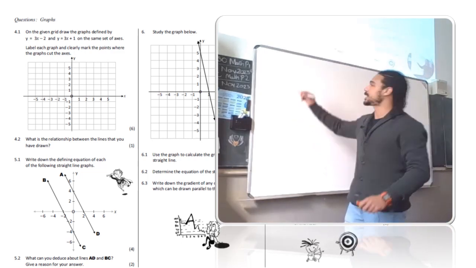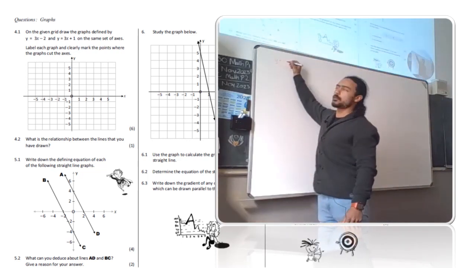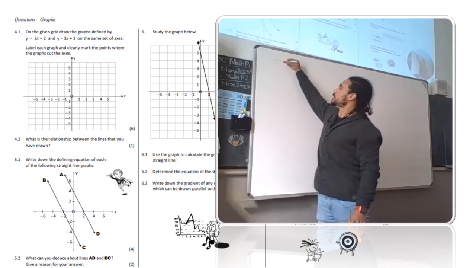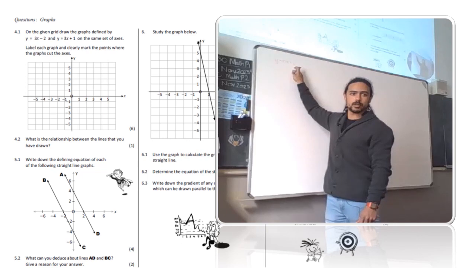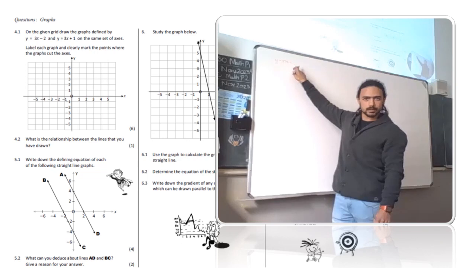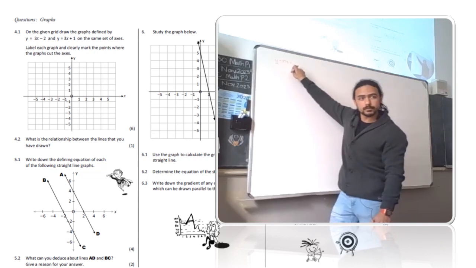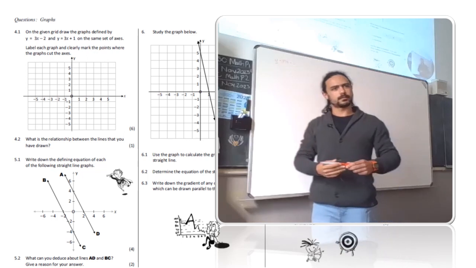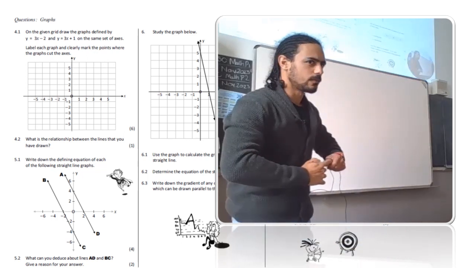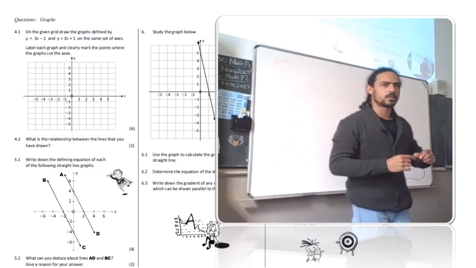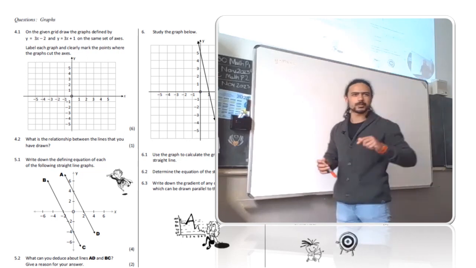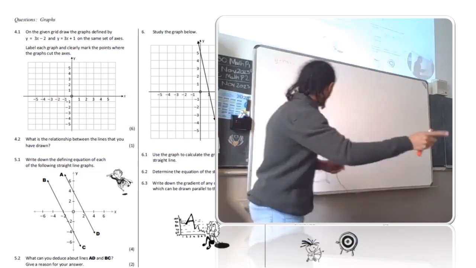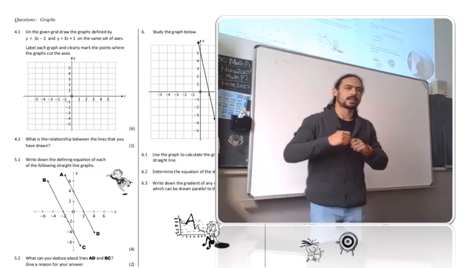Now, this function has a standard form of y is equals to, anyone? mx plus c, where m is your gradient and c is your, yes, anyone? C is your y-intercept. He says that c is the y-intercept, all right?